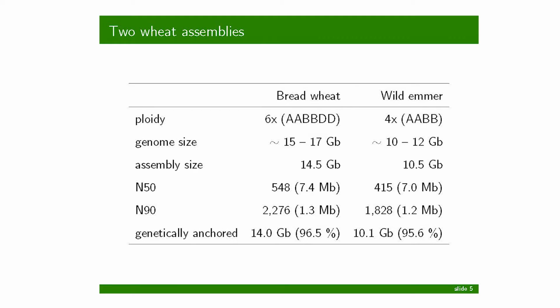And actually, NRGene did not do only 1 assembly of wheat, but 2 assemblies. So they also assembled Emmer, the wild Emmer genome from Israel. So Emmer is a tetraploid wheat. And as you can see, the assembly sizes come very close to the estimated genome sizes. The N50 are in the megabase range, so around 7 MB for both species. And so 90% of the assembly can be covered with contigs that are larger than 1.2 MB, and around 2,000 contigs can cover 90% of the genome.